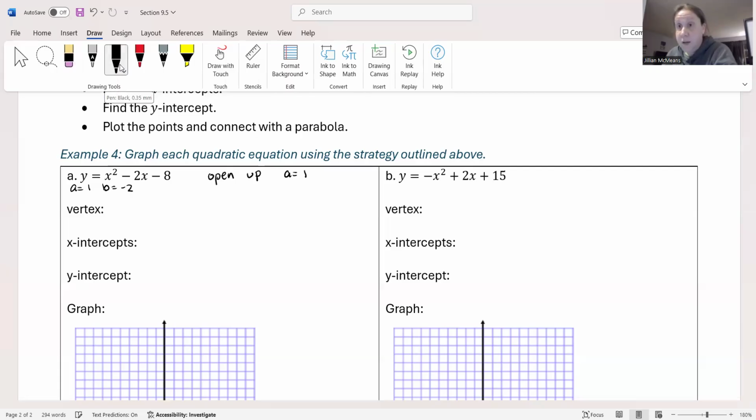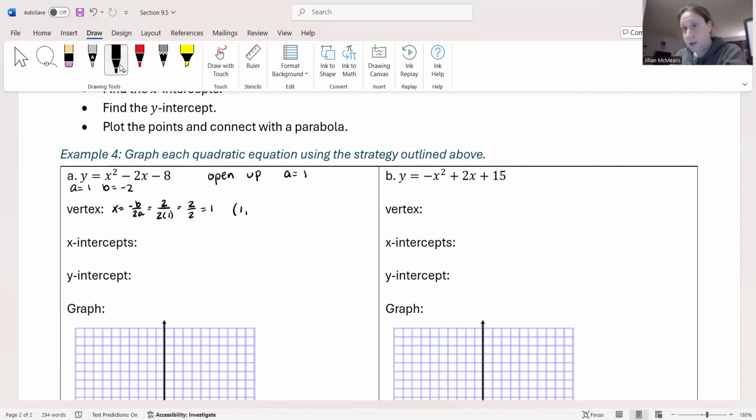Now remember, to find the vertex, we let x equal -b over 2a. Well, -b just refers to the opposite of b. So since b is -2, we're going to plug +2 into the formula. So we're going to get 2 divided by 2a. Well, a is 1. So we get 2 divided by 2, or 1. So far, my vertex has an x-coordinate of 1.